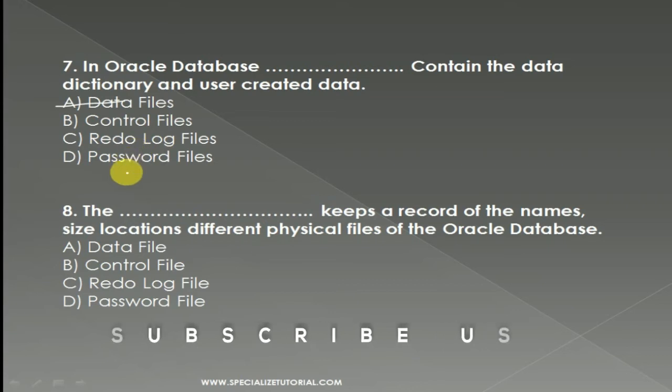Question number 8, the dash keeps a record of the name, size, location of different physical files of the Oracle database. Data file, control file, redo log file, password file. So obviously control file. The control file keeps the record of the name, size and location of different physical files of the Oracle database. Now take the next question.